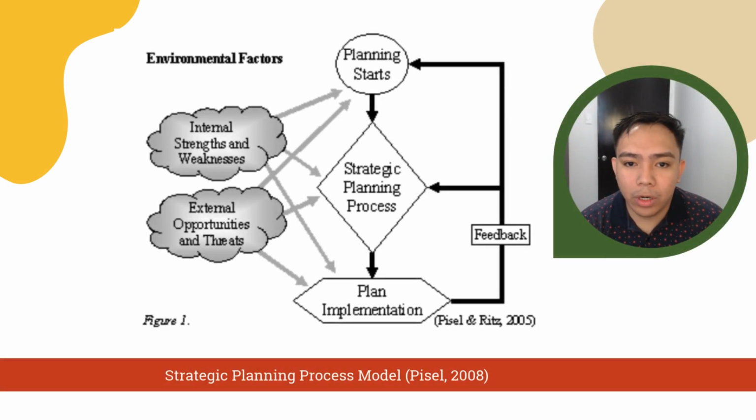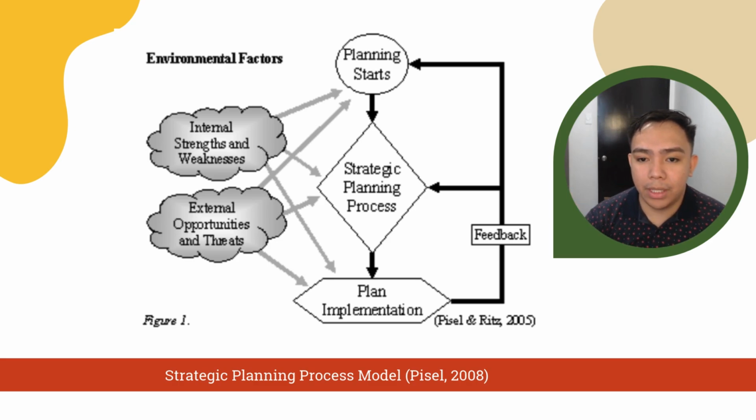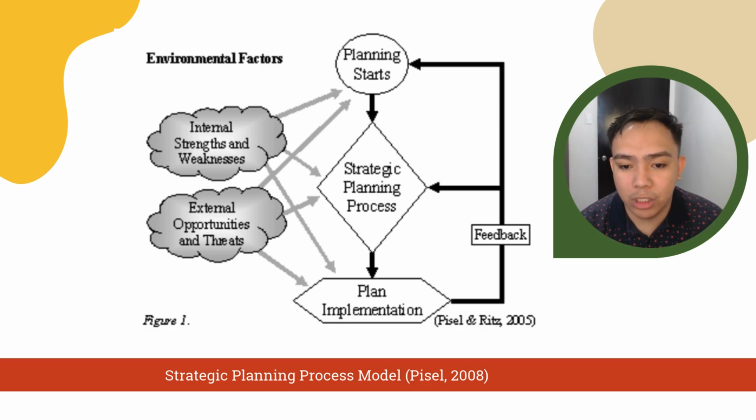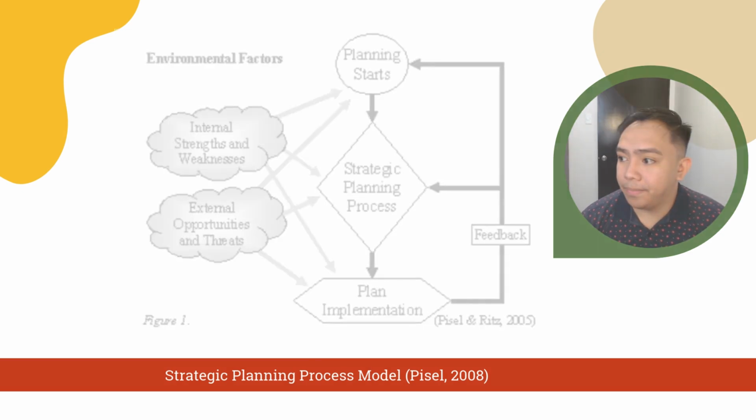So for this model, there are 3 important parts. We have the planning starts, which is the planning phase, then the strategic planning process, basically the heart of the strategic planning, and then the plan implementation. Along that would be inputs for feedback, as you can see with arrows from implementation going back to strategic planning and planning starts. All of these phases are also influenced by internal strengths and weaknesses, which we're going to talk about later, and external opportunities and threats that give several inputs to each of these factors.